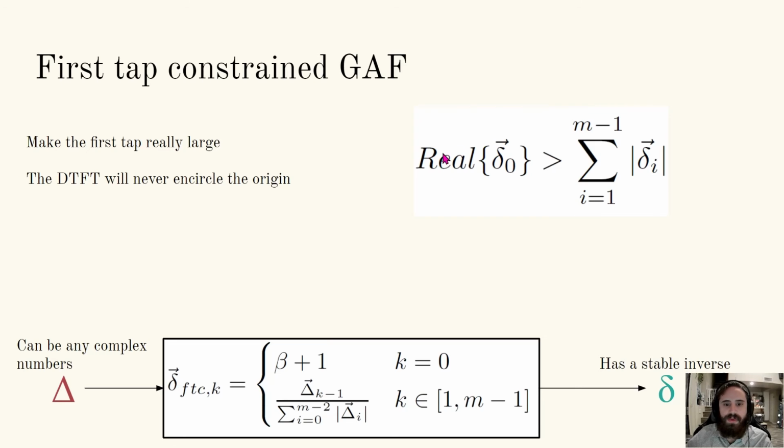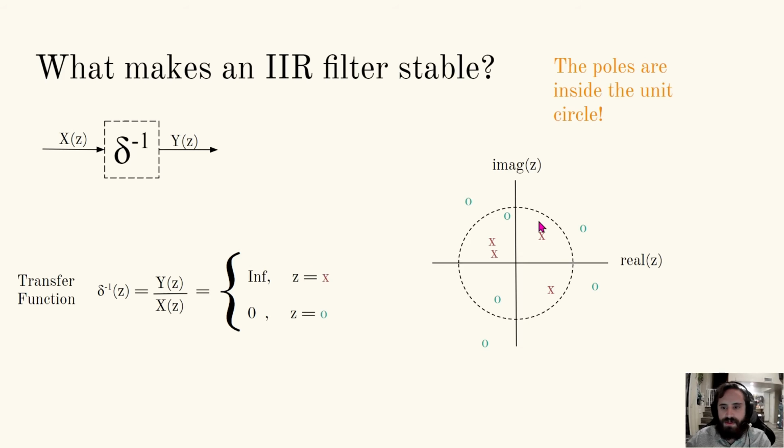So what we do is we put the following constraint on our filter delta. As long as the real part of the first tap, delta sub 0, is greater than the sum of all the other magnitudes combined, then the DTFT of the filter won't encircle the origin. And we have the following expression down below to convert any set of complex numbers into a filter that has a stable inverse. If we plot these poles and zeros of the transfer function on the complex plane, as long as all the poles are inside the unit circle, that means that this filter is stable.